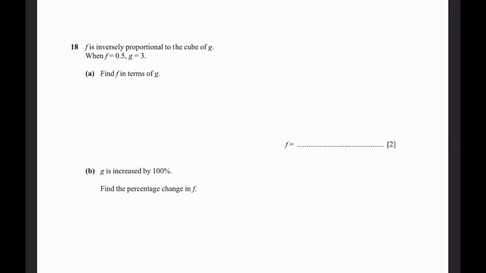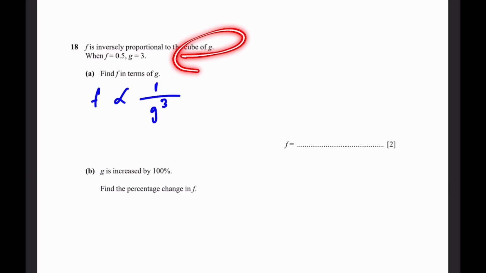Question 18. F is inversely proportional to the cube of g. When f equals 0.5, g is equal to 3. A, find f in terms of g. F is inversely proportional to the cube of g, so f is directly proportional to 1 by g cubed. Sorry, f is inversely proportional to the cube of g, not cube of 3.